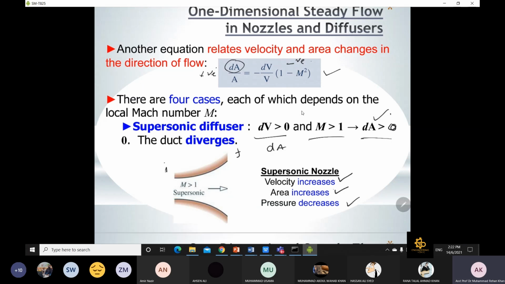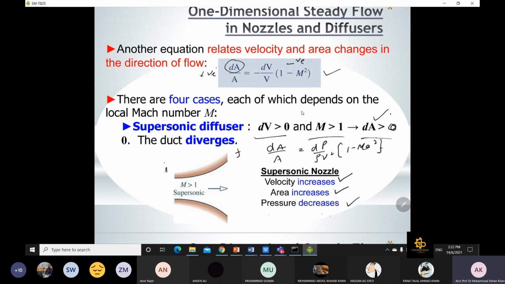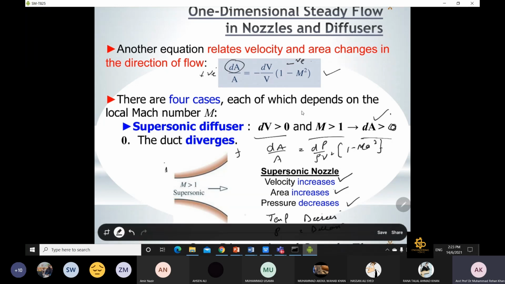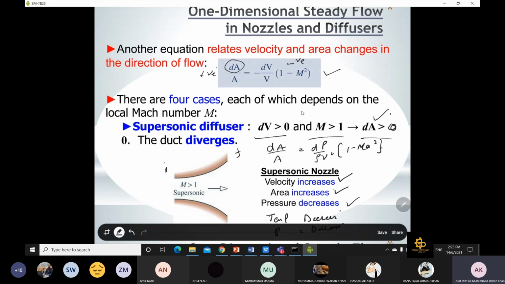So dA divided by A is equal to dP divided by rho V square times (1 minus Mach square). From this, you can easily figure out that your pressure decreases. And if your pressure decreases, your temperature for the isentropic condition also decreases, and your density also decreases. In this case, the Mach number also increases at the outlet, because your velocity increases. So this is how you can figure it out.